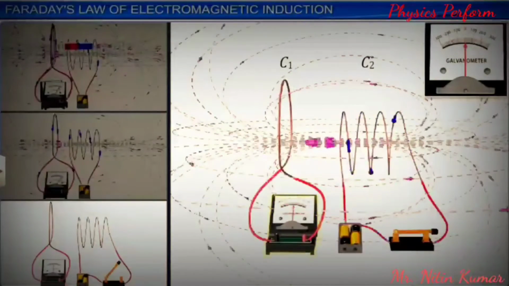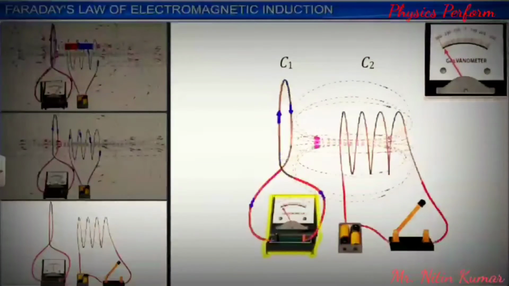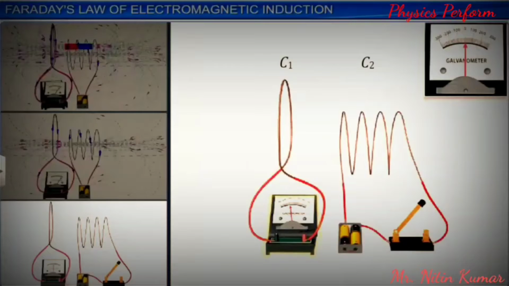When the tap key is released, the current in coil 2 decreases from a maximum value to 0 in a short time, resulting in the magnetic flux across coil 1 to drop suddenly, thereby inducing an EMF in it.